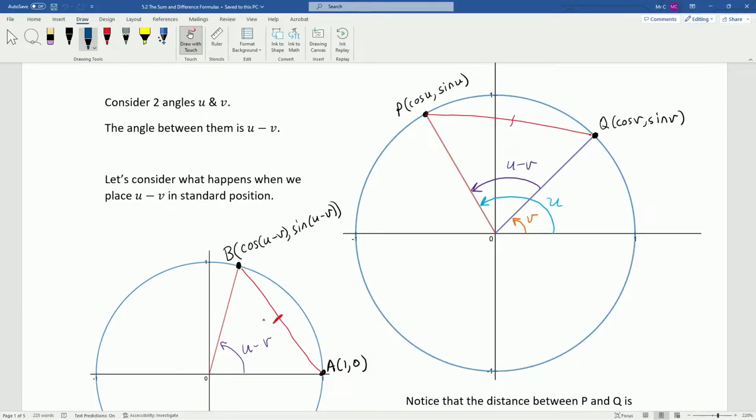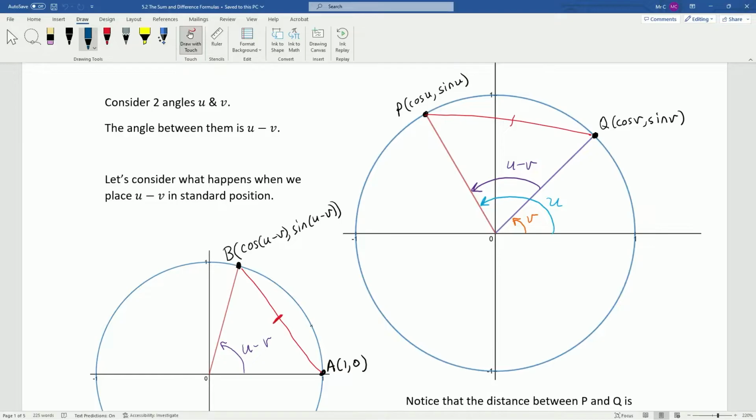The key to this proof is to realize that if you take this angle and you just rotate it to the positive x-axis, that doesn't change the length between the terminal points, right? It's still a triangle that's got two sides that are equal. They have radius 1. They share the same angle u minus v in between them. The side-angle-side theorem from geometry tells us these are the same triangles, right? Rotating them doesn't change that, so the length between these two terminal points is the same.